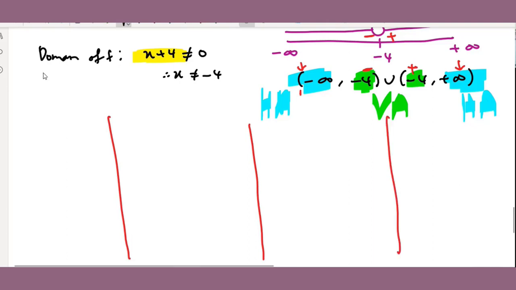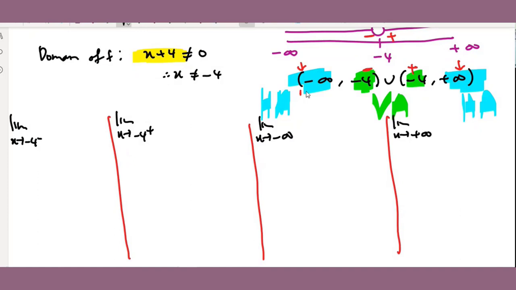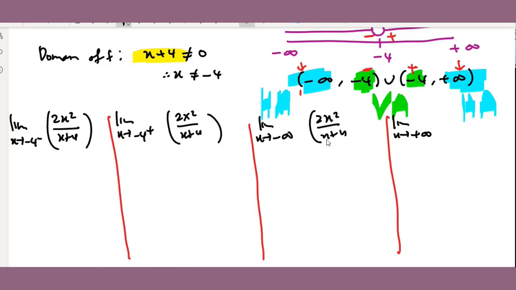Okay, and then limit x approaches negative 4 from left. Limit x approaches negative 4 from right. Limit x tends to negative infinity. Limit x tends to positive infinity. 1, 2, 3, 4. The function is 2x squared over x plus 4.